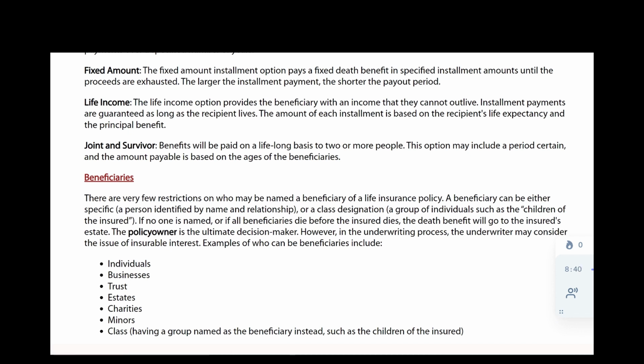Life income. The life income option provides the beneficiary with an income that they cannot outlive. Installment payments are guaranteed as long as the recipient lives. The amount of each installment is based on the recipient's life expectancy and the principal benefit. Joint and survivor. Benefits will be paid on a lifelong basis to two or more people. This option may include a period certain, and the amount payable is based on the ages of the beneficiaries.